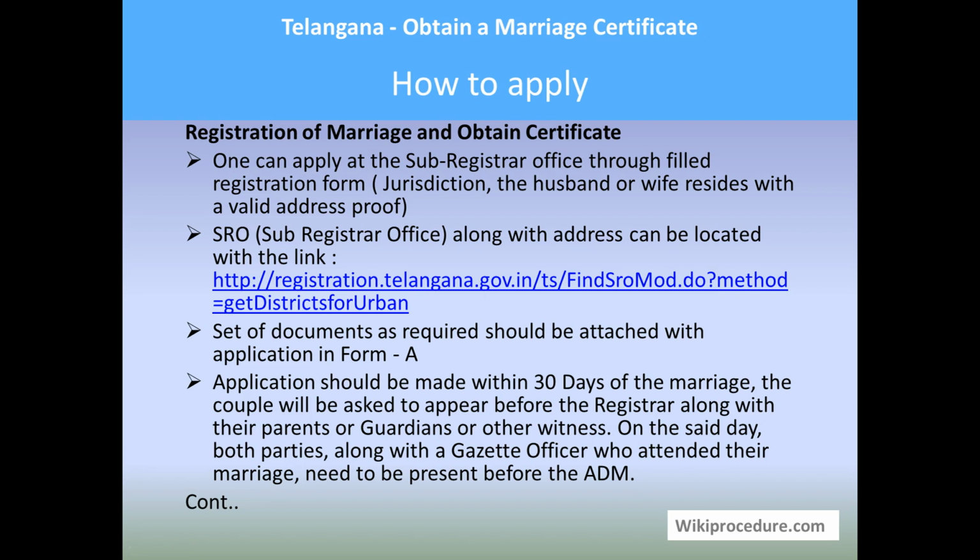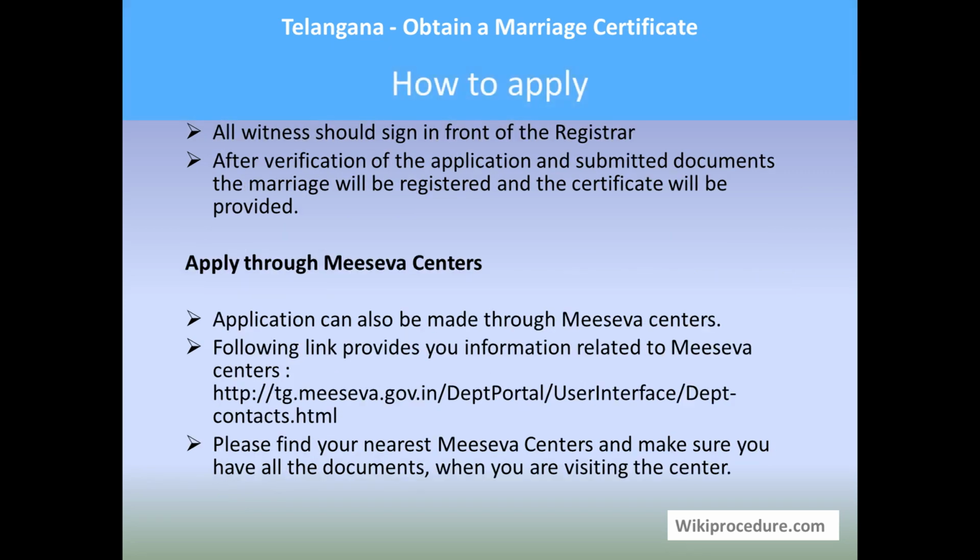The set of documents as required should be attached along with the form. The application should be made within 30 days of the marriage. The couple will be asked to come in person to appear before the registrar along with parents or guardians or other witnesses to complete this procedure. On the said day, both parties along with the gazetted officer who attended the marriage need to be present before the ADM to sign the register. All witnesses should sign in front of the register physically, because this is mandatory to know who is the right person signing on these registers.